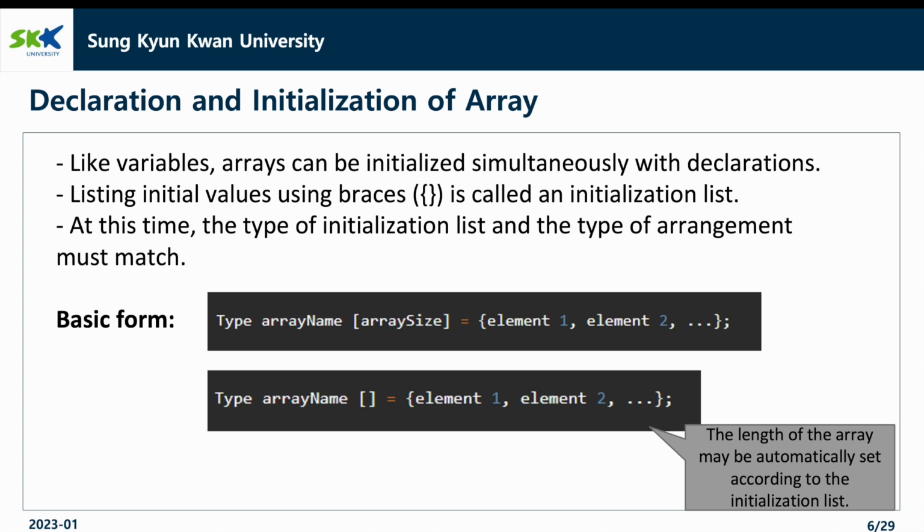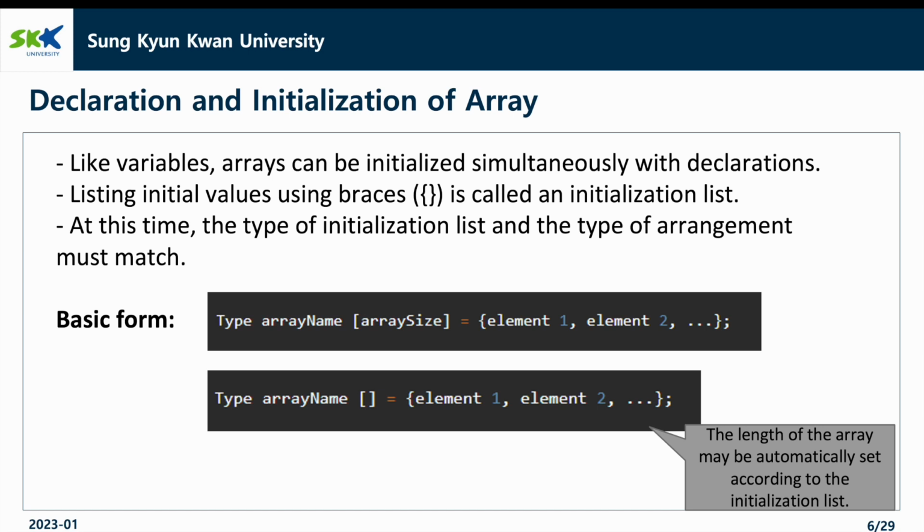This time, we will learn how to initialize the array simultaneously with the declaration. Like variables, arrays can be initialized simultaneously with declarations. Listing initial values using braces is called an initialization list. At this time, the type of the initialization list and the type of the array must match. If you look at the first form, you can see that the array is declared using type, array name, array size, and immediately initialized with an initialization list.